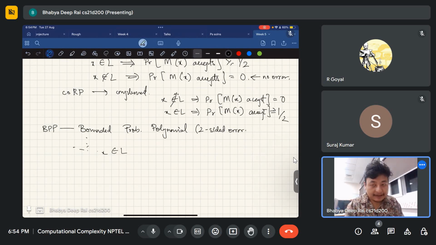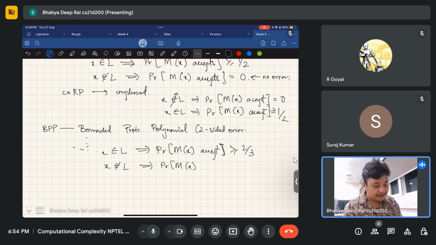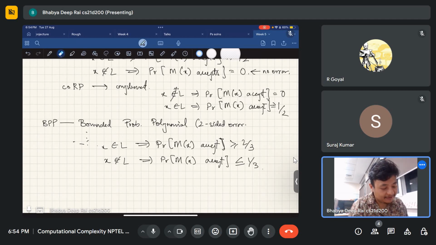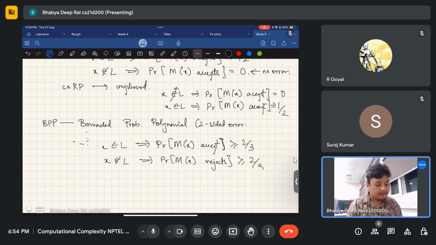X is in L, then probability that M accepts is 2/3 at least, and X does not belong to the language, then probability that M accepts may also have an error, which is at most 1/3. Okay, 1 minus 2/3. Or you can even say the probability that it rejects is high. This is also a valid way to say.